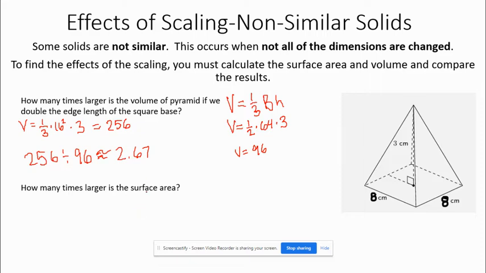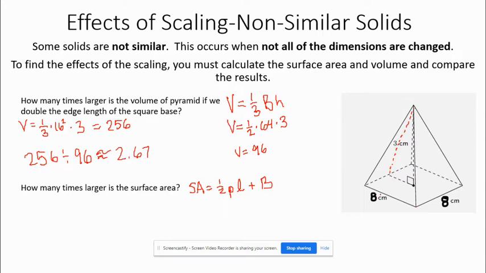If we're looking at the surface area, and you forgot the surface area formula, the surface area of this particular pyramid is going to be 1/2 the perimeter of the base times the slant height plus the area of the base. The problem with this is we don't know the slant height, so we would again have to use the Pythagorean theorem. So do expect to have some Pythagorean theorem problems in here. I made this one super easy on myself.